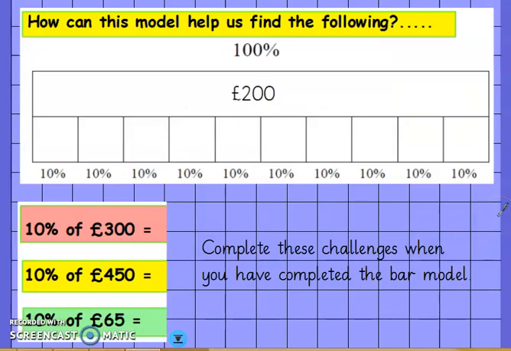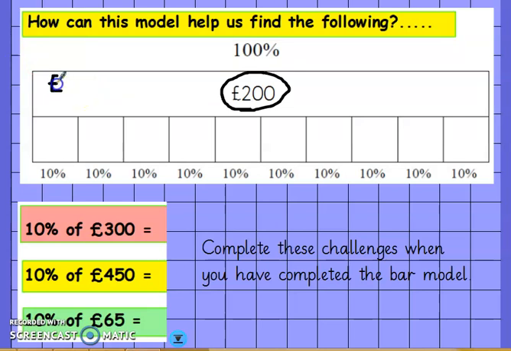Okay, so our next part that we're going to go through before you start your tasks is it says, how can this model help us to find the following? We want to find out what is 10% of £200. So our whole that we have been given is £200. So we're doing parts and a whole. The whole is 100%. So I want to work out what is 10% of £200. So I'm going to do a simple sum. I'm going to do 200 divided by 10.